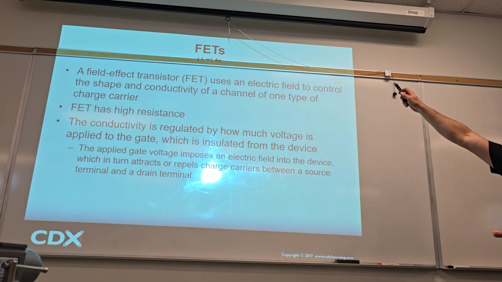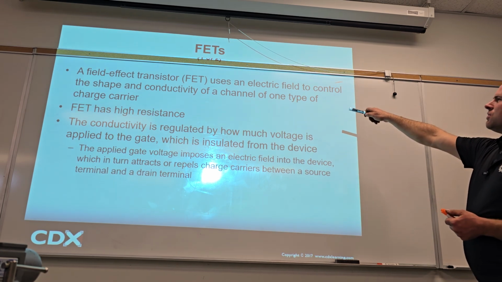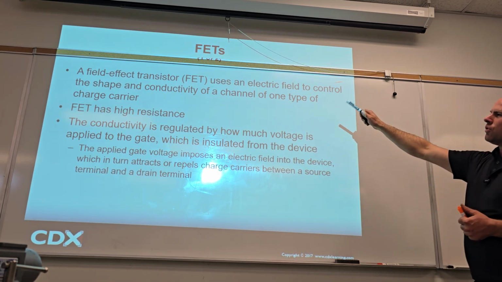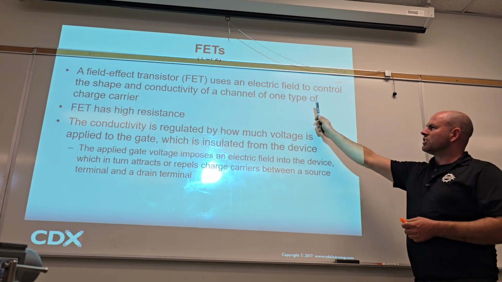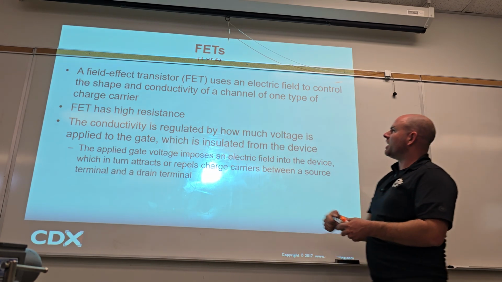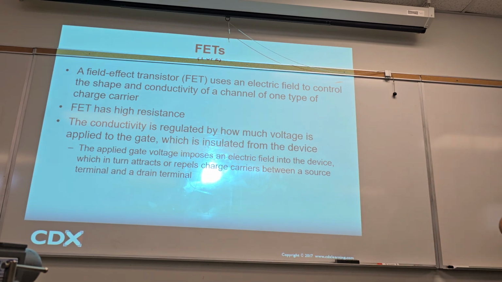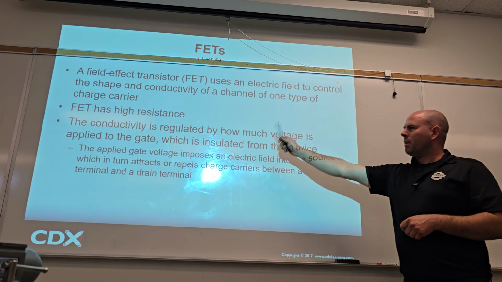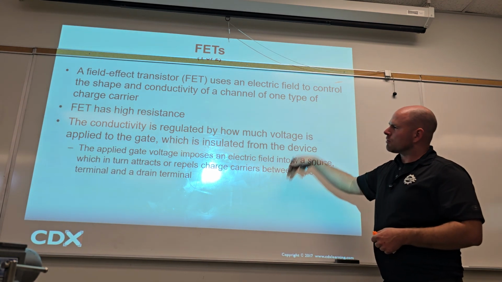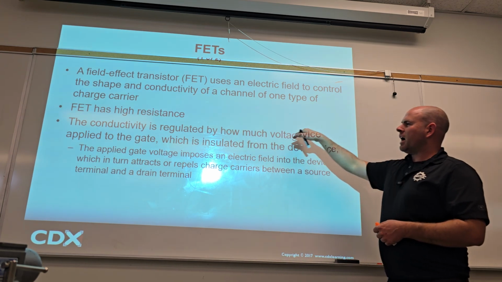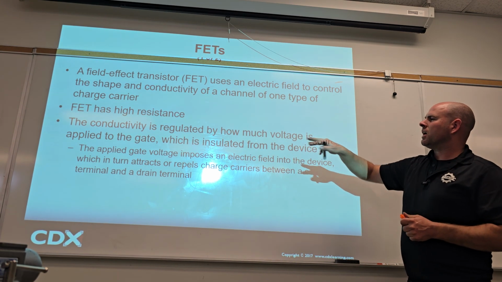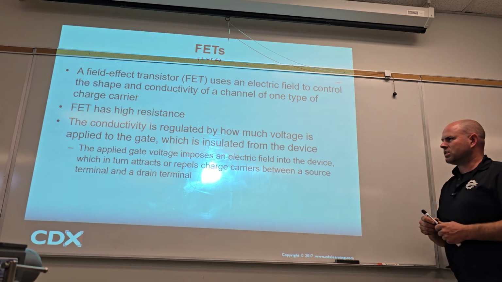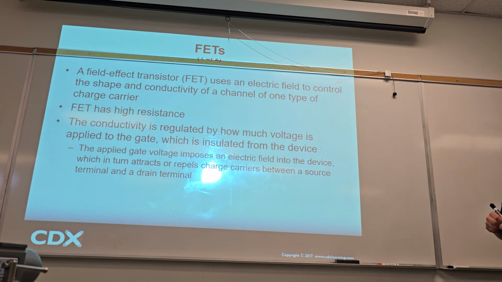Now, other types of transistors. The field effect transistor uses electric field to control the shape and conductivity of a channel. There you go. Boom. The channel of one type of charge carrier. And these have high resistance. And so the amount of conductivity, like how much will flow through, is regulated by how much voltage is applied to the gate, which is insulated from the device. And we do use some of those, for sure.